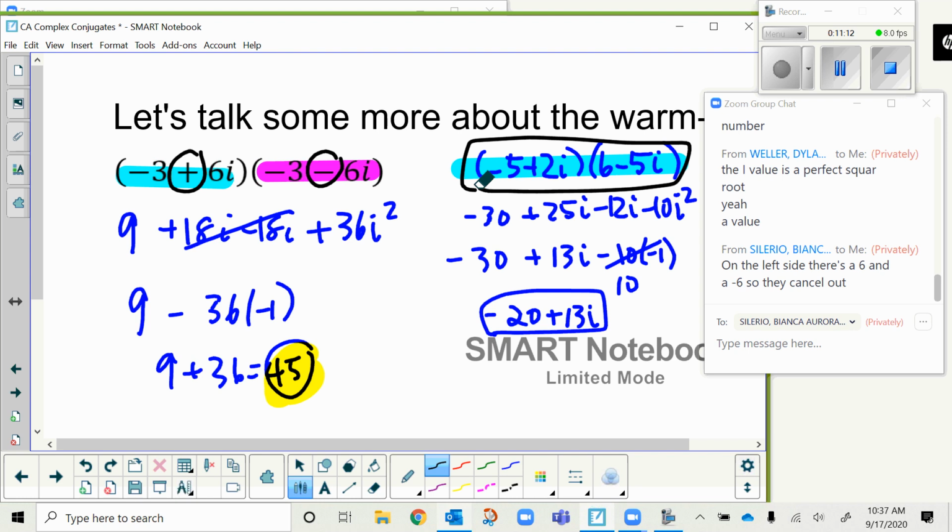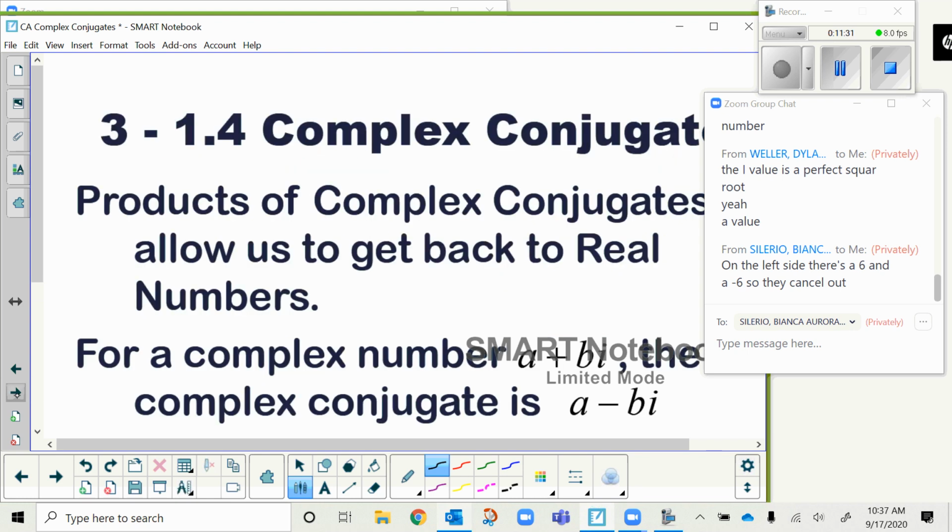What we call these two kinds of numbers, where everything's the same except for the sign in the middle, we call those conjugates. And because we're talking about complex numbers, we call them complex conjugates. And that is the point of the lesson today. So let's begin.